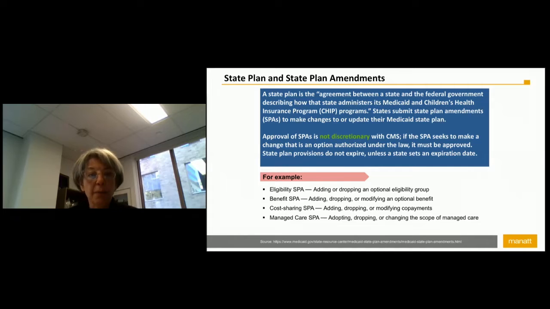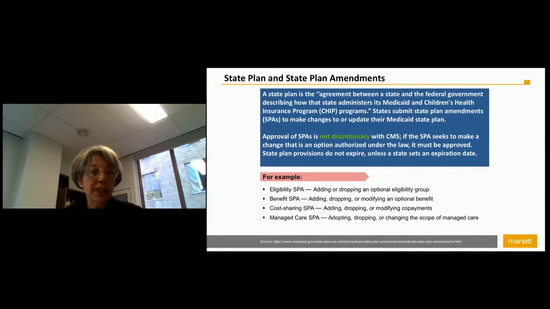And this is important as we get into the differentiation between state plan amendments and waivers: approval of a state plan amendment is really not discretionary with the federal government, meaning a state has options that they can choose to pick up, options that they can choose to modify, and options that they can decide to drop.